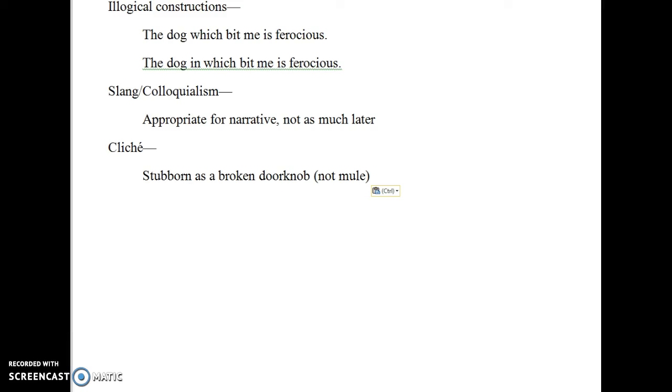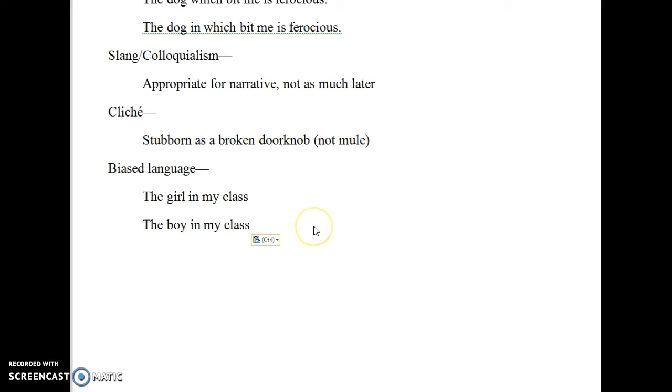And finally, one last thing I want you to consider with your tone. It's what we call biased language, okay? Language that carries a certain feeling with it just based on the words that you use, okay? Consider these two sentences, or not sentences, these phrases. "The girl in my class" and "the boy in my class."